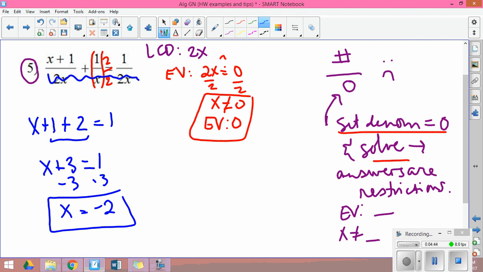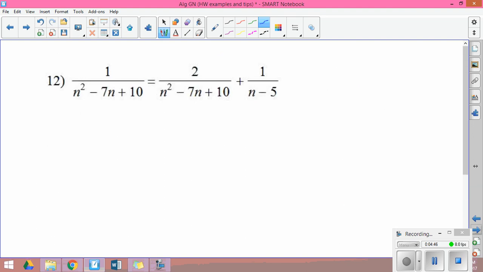Okay. Let's look at number 12. Denominators are far more complex, so you need to factor that denominator.